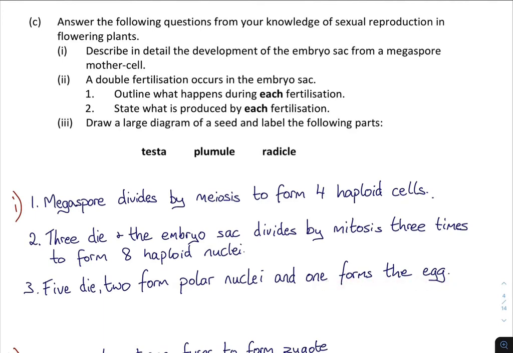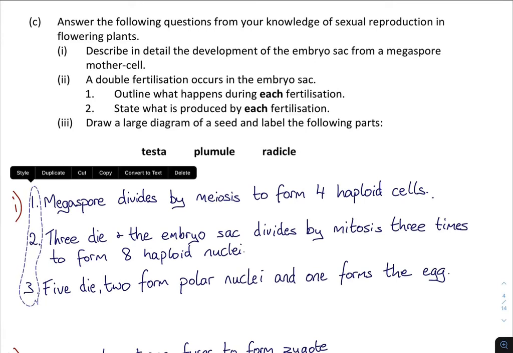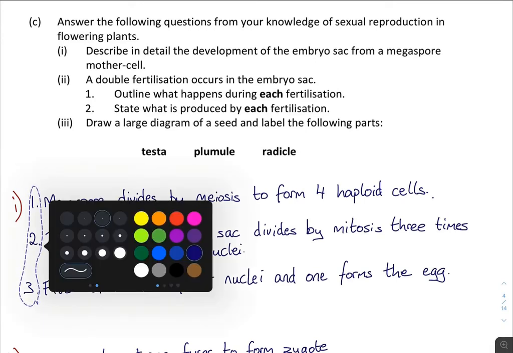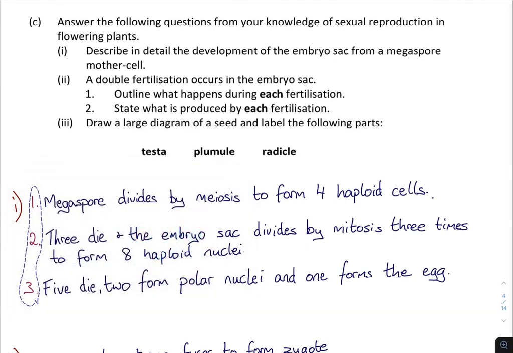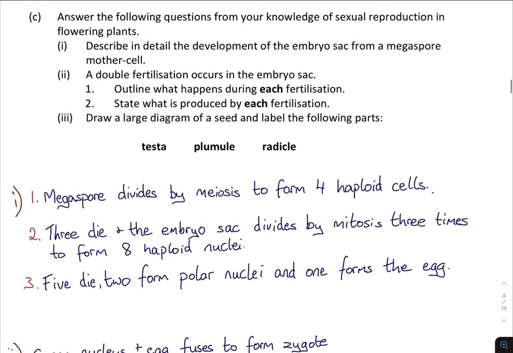So there are my 3 steps that are involved in the development of the embryo sac. So it's really, really important that you do know this, because it does come up every now and then. Okay, next.